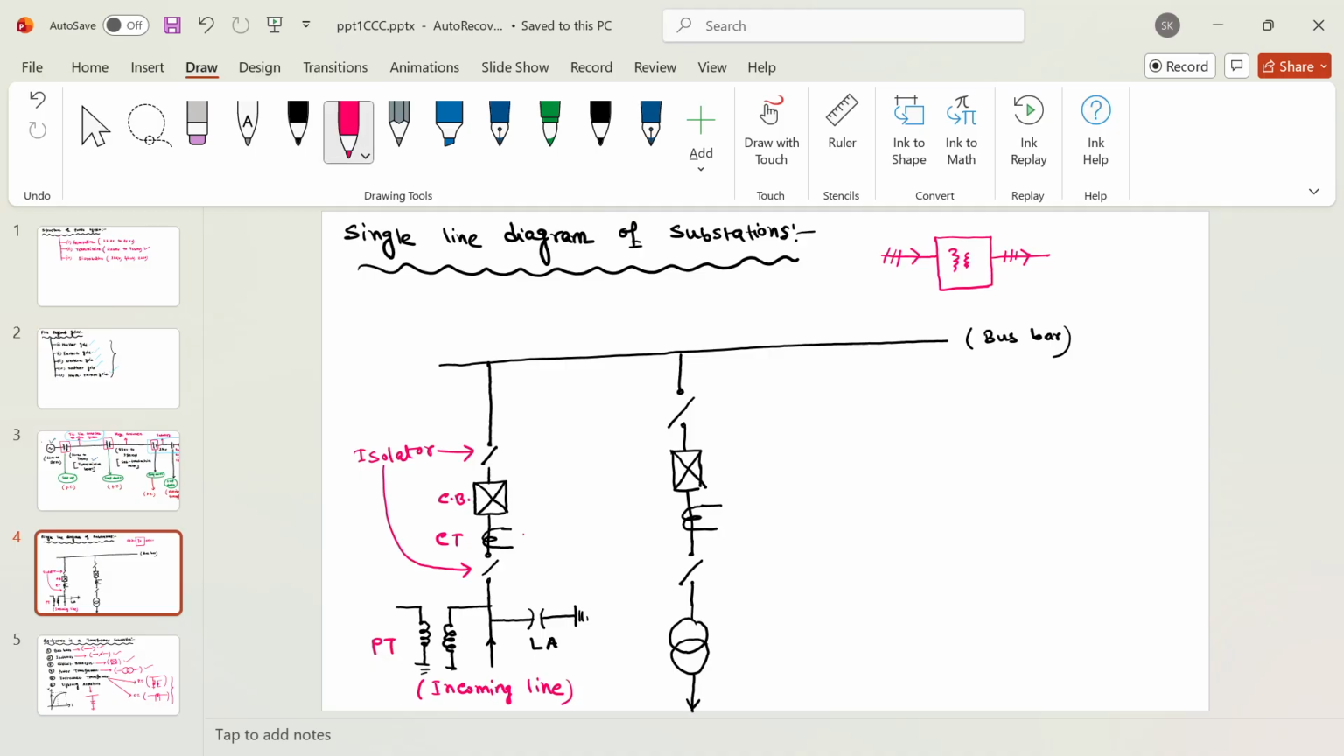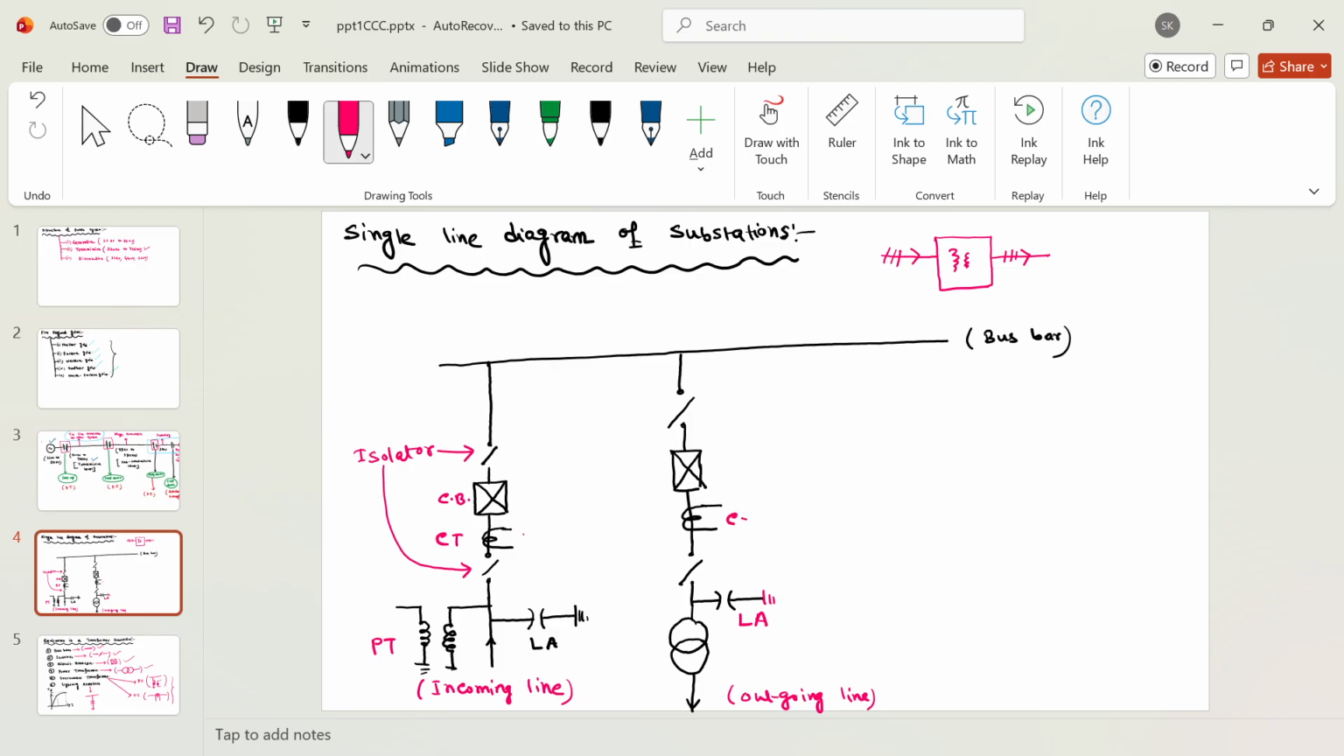You can also connect one more lightning arrester here for better safety. If any surges come in the bus bar itself, they should not travel to the outgoing line. So basically this is your outgoing line. You can have one more lightning arrester at the terminal of the power transformer.